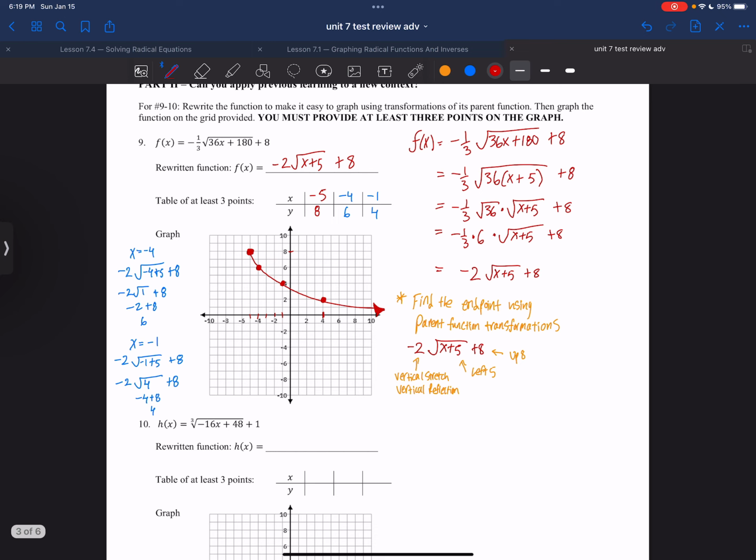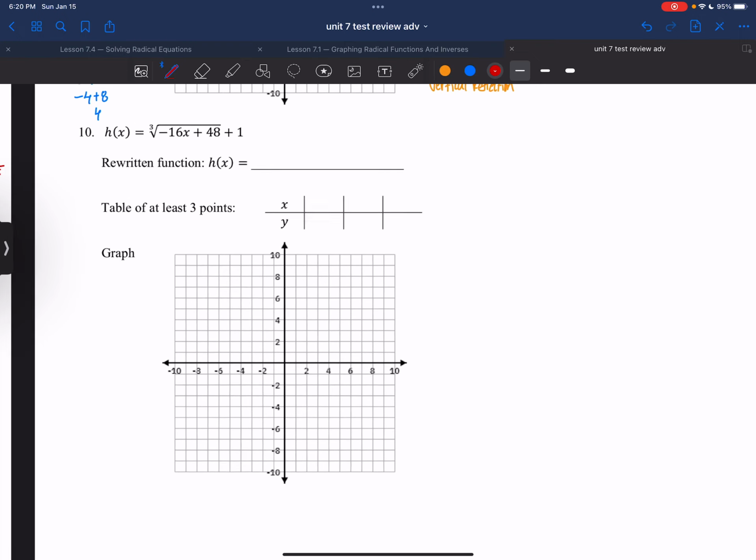I have 4 points on there, but remember, you just want at least 3. Where's my highlighter? You must provide at least 3. Let's do that in yellow. At least 3 points. You can have more than that, though. You're absolutely welcome to have more than 3. Okay, number 10. Let's keep going.